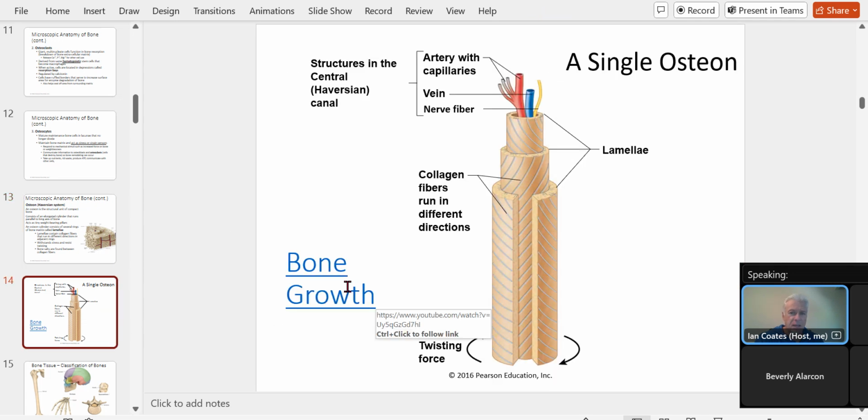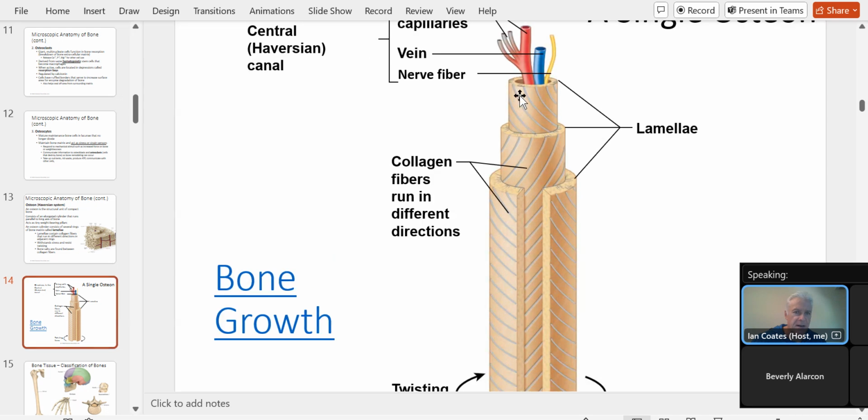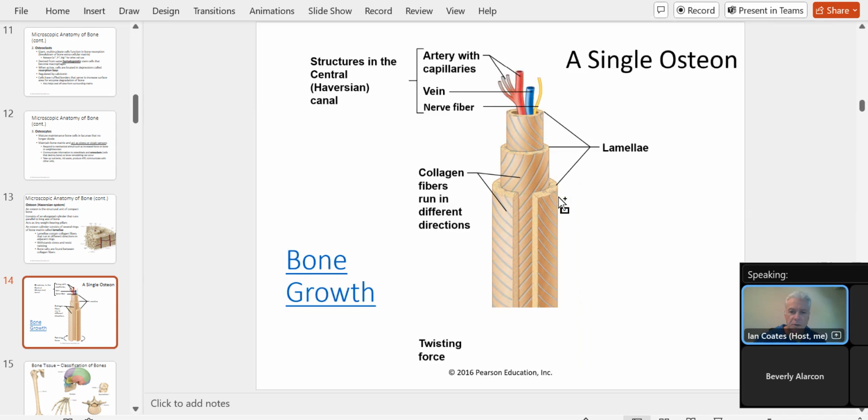And have a look here. What's going on? There's a nice little video there. Please make sure to watch that video. It is mint. If you're just watching this, you can pause it, watch it now, or watch it later. You'll see this is a single osteon. There's your vein, nerve fiber, your artery, capillaries. You know, the bones are alive, right? And then you'll see the collagen fibers moving this way, and then that way, and then a different way. It's all about being able to handle the pressure of playing basketball, that kind of thing. And then there's your twisting force. Great slide.